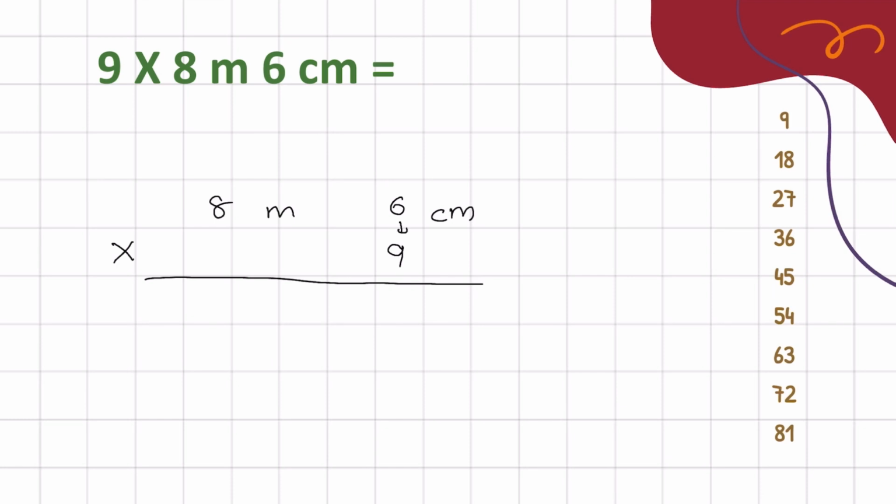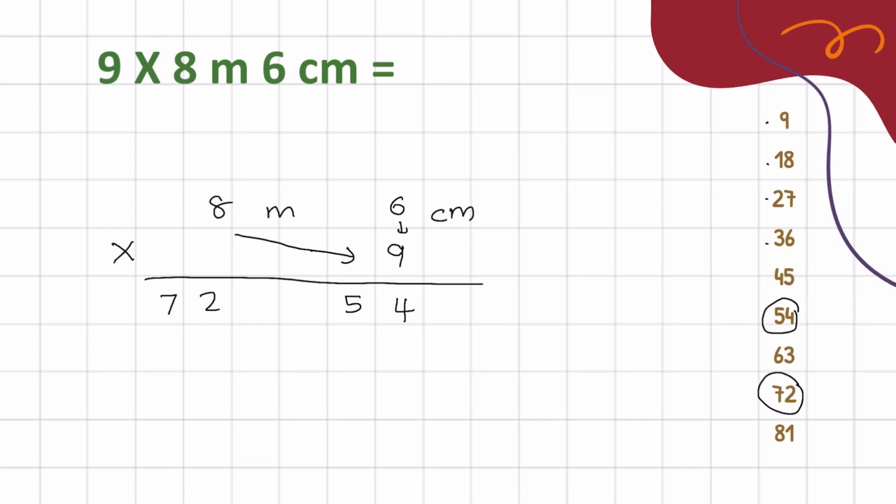6 times 9 is equals to 1, 2, 3, 4, 5, 6, which is 54. So write down 4 and 5, 54. We don't need to bring 5 to the top, 2 plus 8 later, because there's no more number besides 6. After we're done, we just times the meter, which is 8 meter times with 9. 8 times with 9 is equals to 72. Again, just write down 72 because there's no more number beside 8.